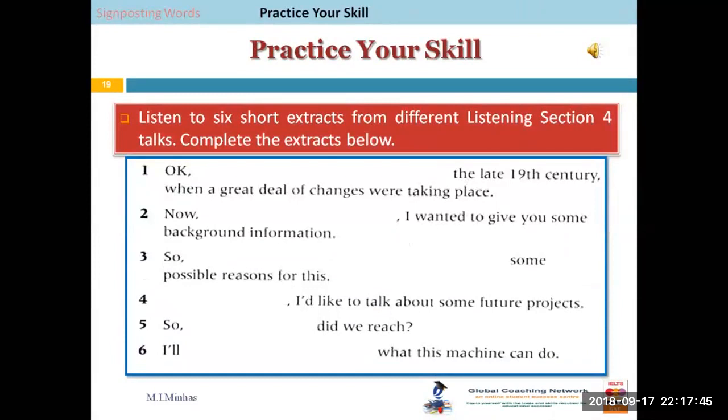Listen to 6 short extracts from different listening section 4 talks. All of these pieces of talks that you would hear now are small pieces from listening section 4. And I want you to actually, this question is about filling the words, writing the words that you listen to. Just in case you fail to write, I will show you the exact answers, and then I want to explain something from those answers.